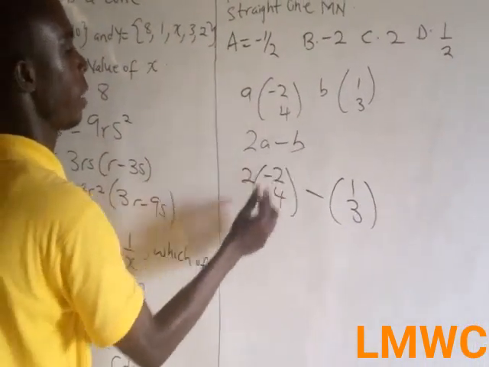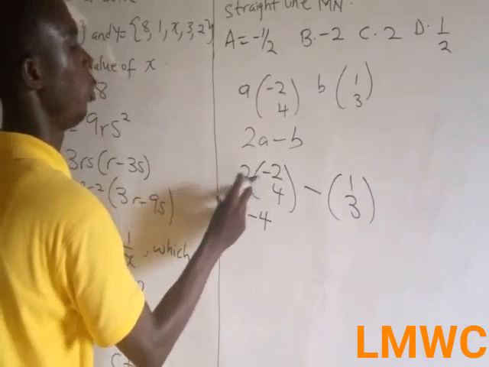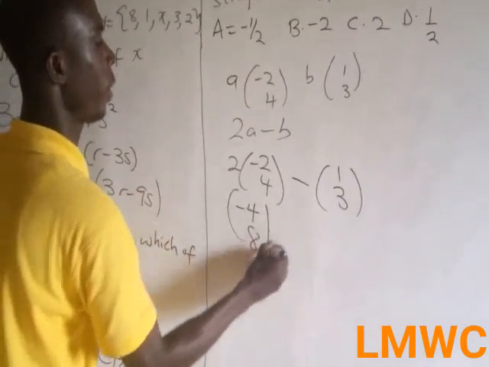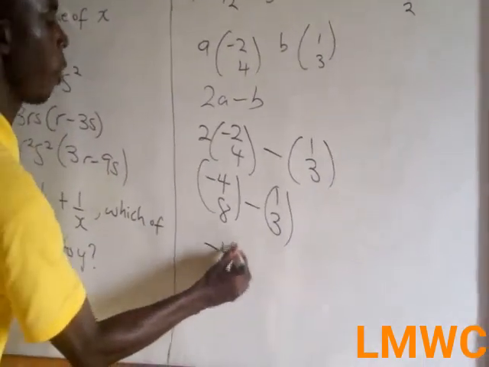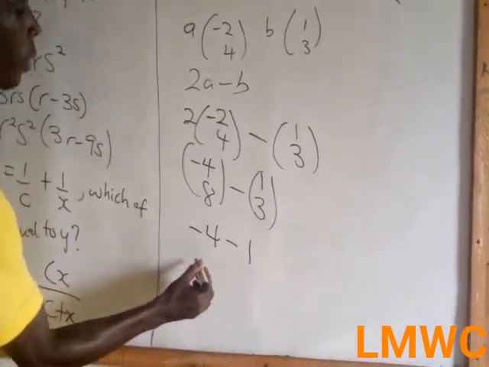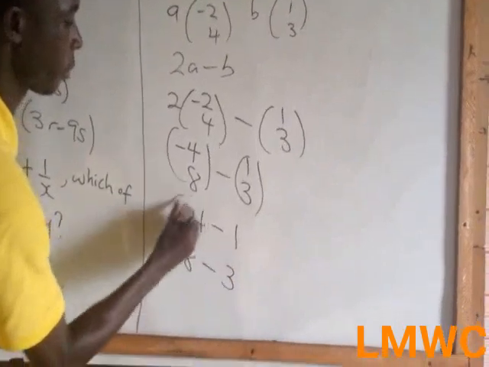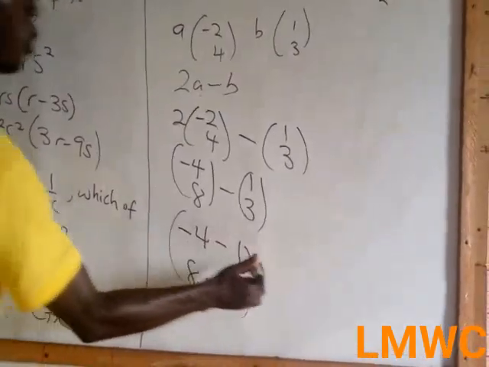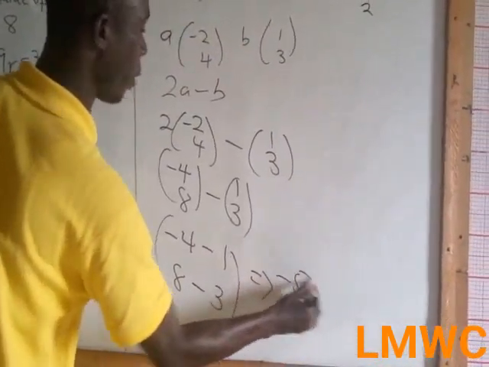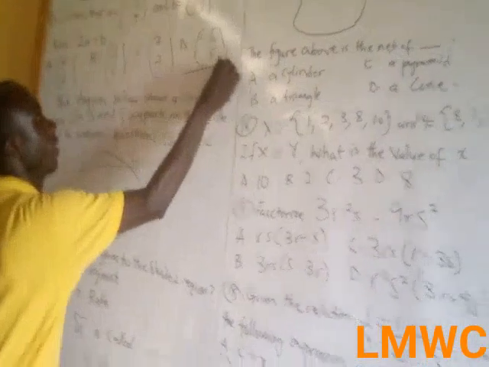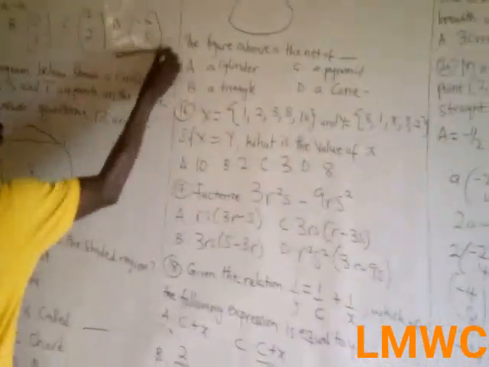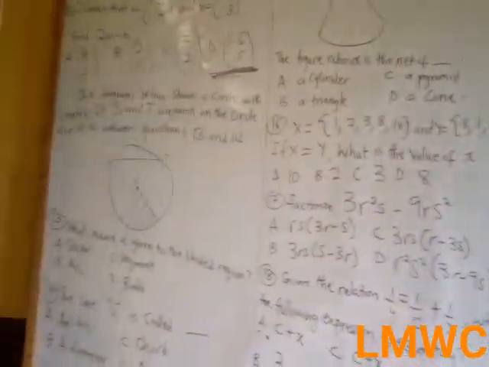So 2 times -2 is -4. 2 times 4 we have 8 minus 1, 3. So we have -4 minus 1, 8 minus 3. So -4 minus 1 we have -5. 8 minus 3 we have 5. So our answer is D. Our answer for this question we have D.